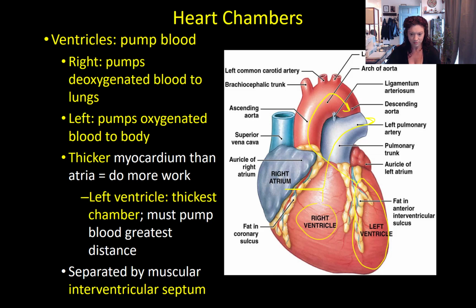Your ventricles, internally, right in here, are separated by a wall called a septum. So septums separate chambers in the body. It's found in between the ventricles, so we call it the interventricular septum. It's also muscular, so it assists with that pumping action.